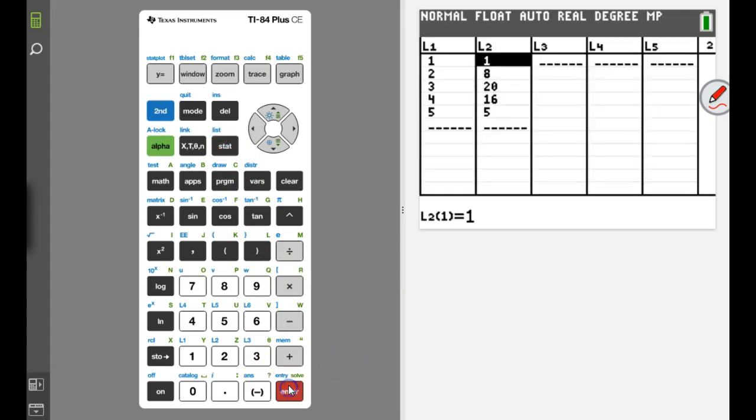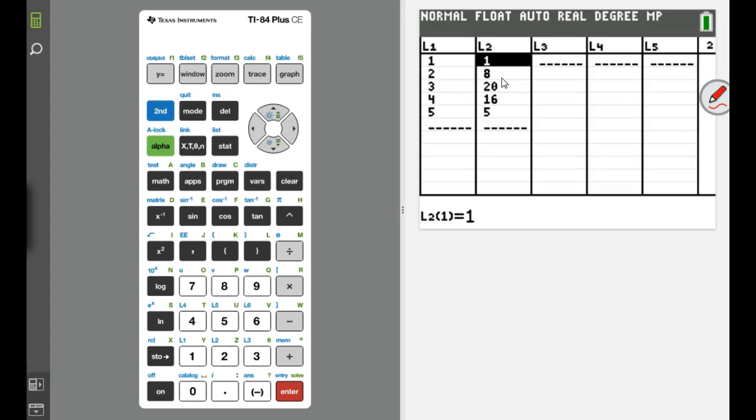Stat, enter 1, 2, 3, 4, 5 in list 1. 1, 8, 20, 16, 5 in list 2. 1, 8, 20, 16, 5. Go up onto the title and then hit clear, enter. Or if you just want to delete single items, you hit delete on each one. How we doing?